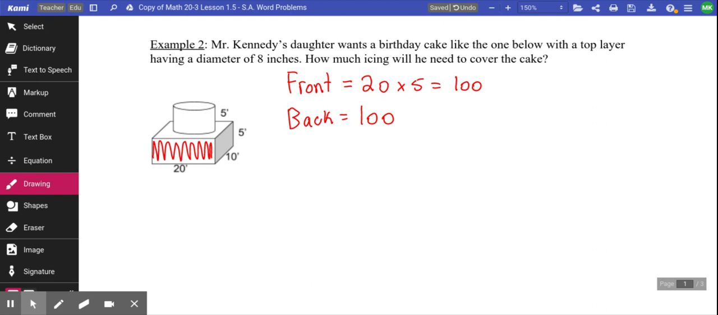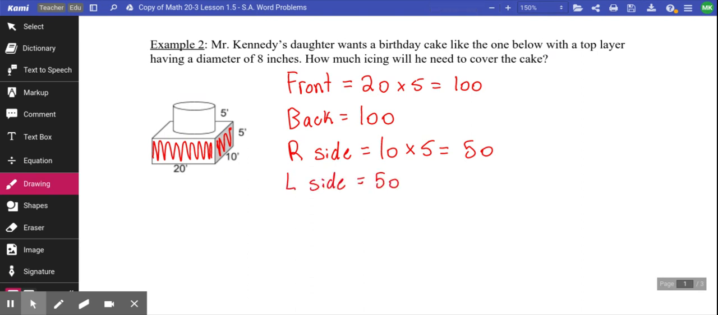The next side that I'm going to do is the right side, right here. The right side's a rectangle, 10 by 5, giving me a total of 50. The left side, which we can't see, we understand would be the same. It would be 50. Now, the top.